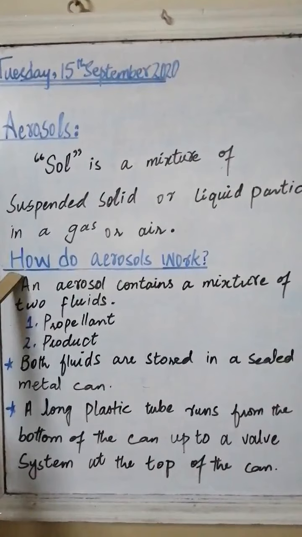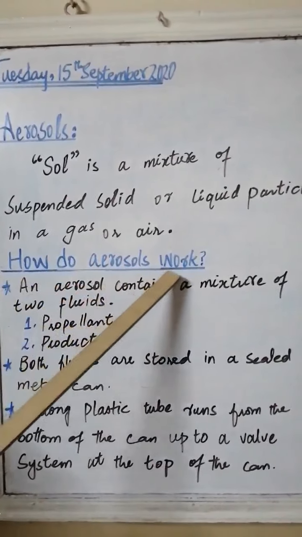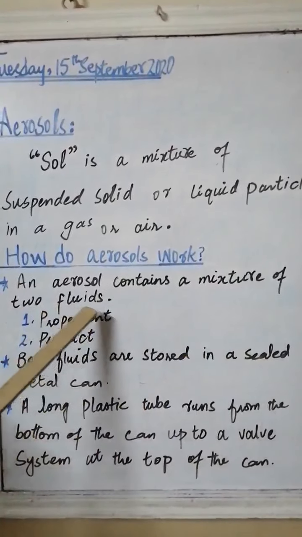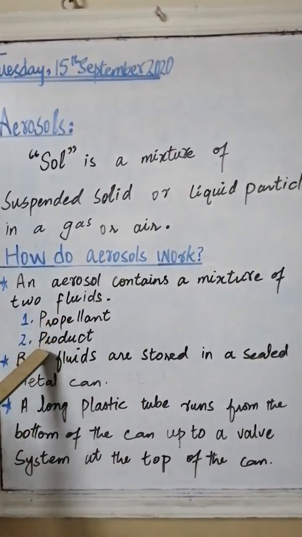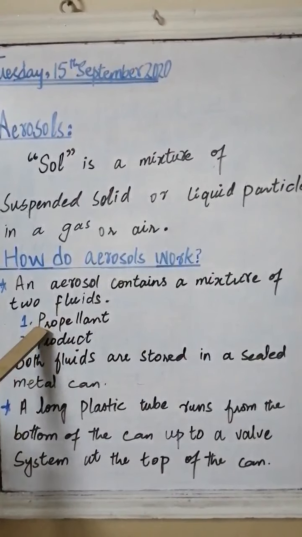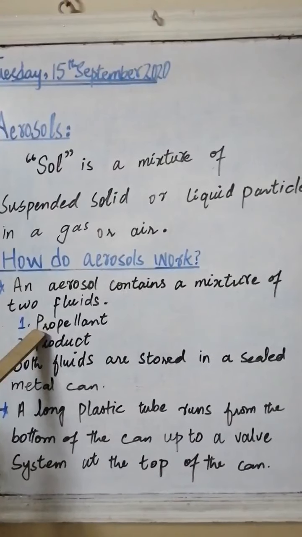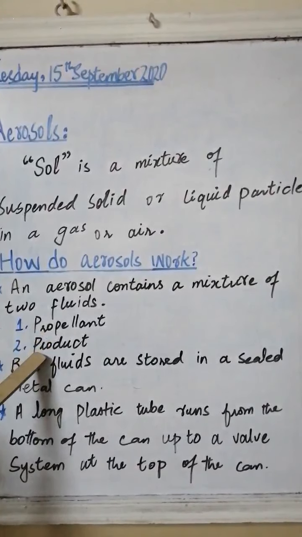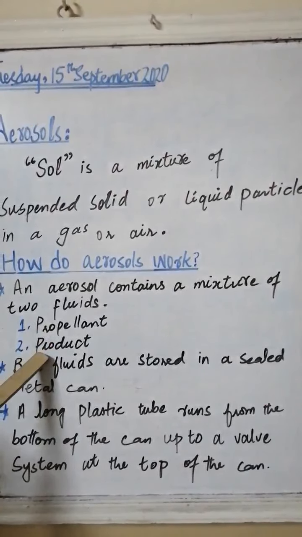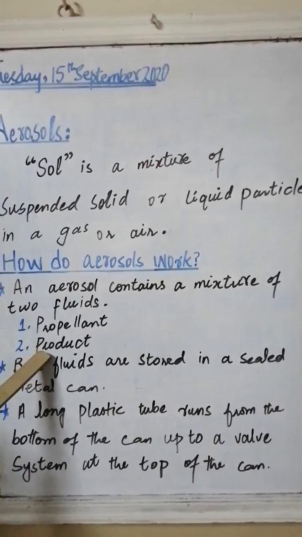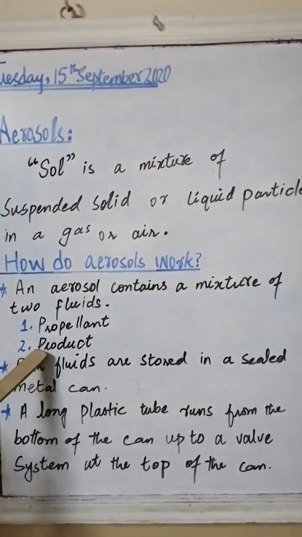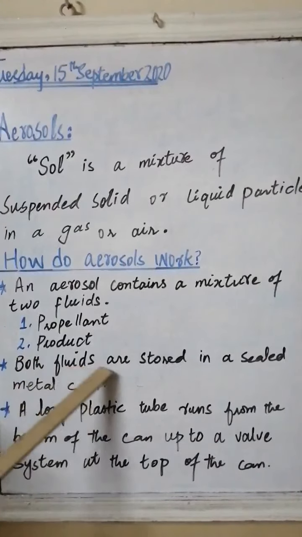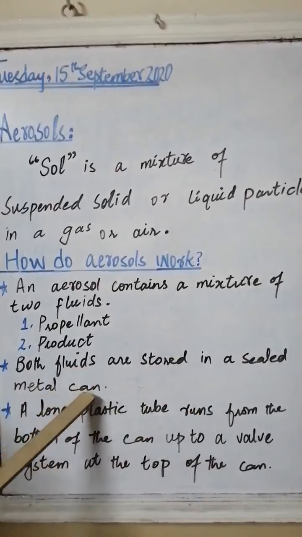Next topic is how do aerosols work? Aerosols contain a mixture of two fluids: propellant and product. Propellant is the fluid that boils at low room temperature. The product is the substance which is actually used as air freshener, hairspray or insect repellent. The propellant is the means of pushing the product out of the can. Both the fluids are stored in a sealed metal can.